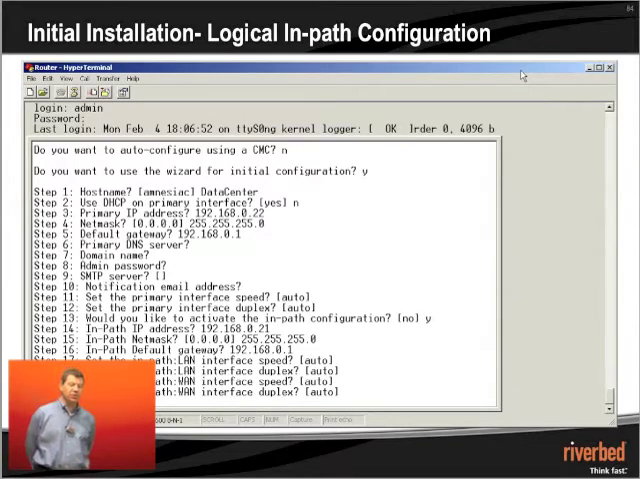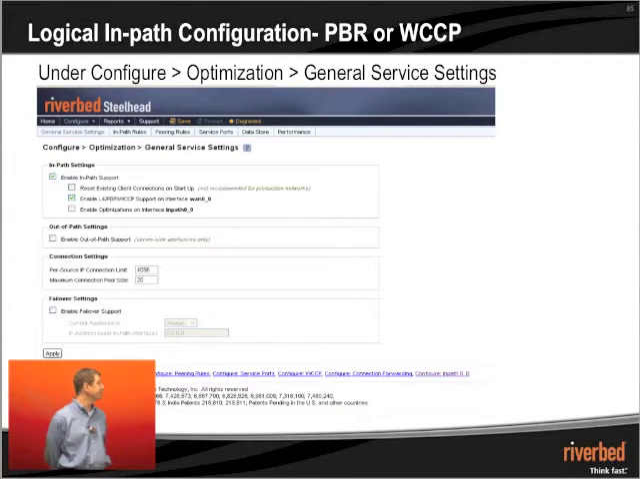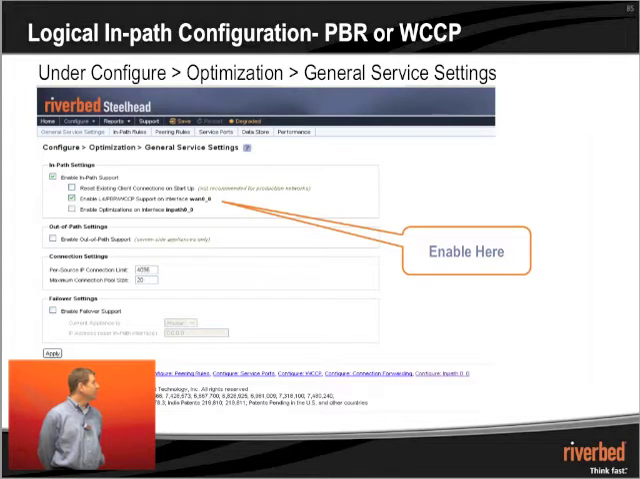When we go through the 20 questions in the jumpstart configuration, we answer them all the same because it is a form of in-path configuration. So when you get to question number 12 or 13, which asks if you would like to enable the in-path interface, we say yes and proceed as we would in a standard physical in-path configuration. Next, we want to make sure that we enable L4, PBR, WCCP support in the optimization general service settings.